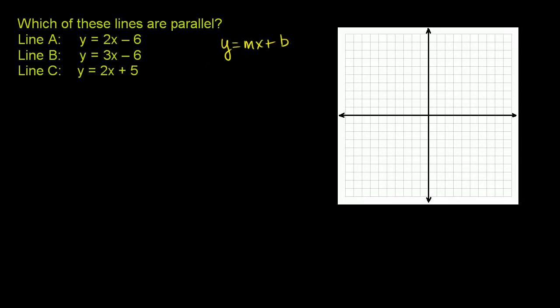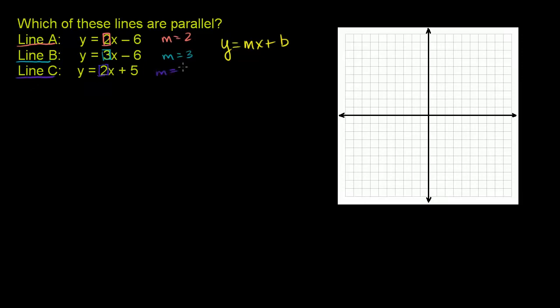The slope for line A, m is equal to 2. We see it right over there. For line B, our slope is equal to 3. So these two are not parallel. And I'll graph it in a second. You'll see that. And then finally, for line C, I'll do it in purple, the slope is 2.